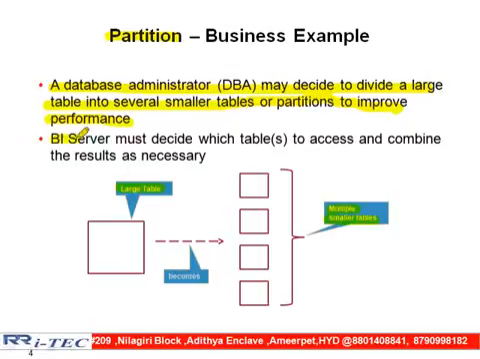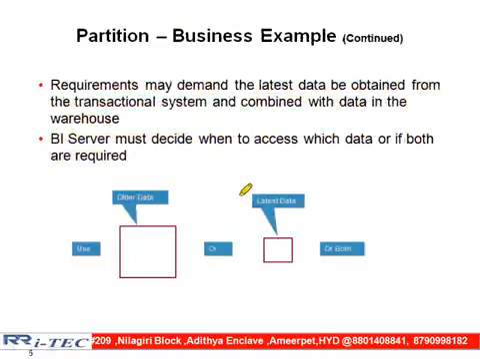Now, the BA server must decide which tables to access and combine the results as necessary. Suppose I am looking for data only from here, I need to go here. If I am looking for data only from here, or from all, how can I get that? These are all things we need to understand by the end of the class.